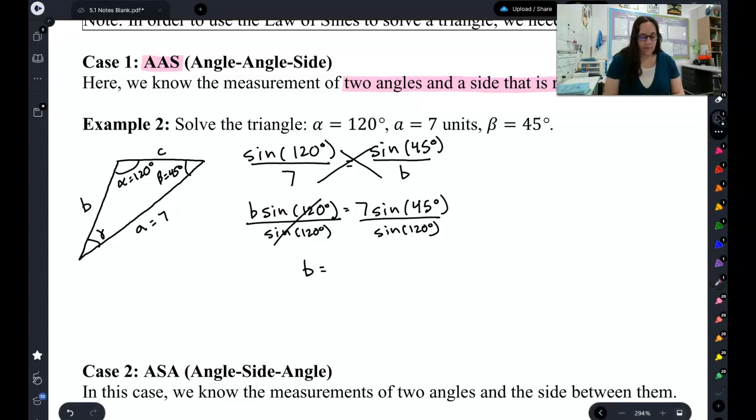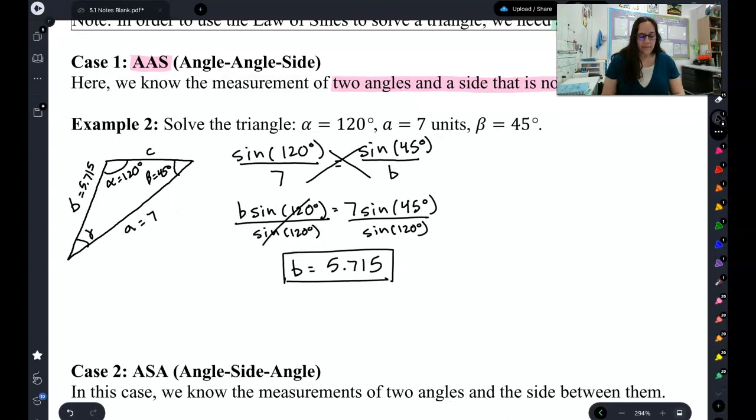So I type that into my calculator. And I get 5.715. So I now know B. So next, in order to find C, I need to know gamma. You have to know one of the pair to use law of sines. But I can use my 180 rule to find gamma pretty quickly. 180 minus the other 2 angles is going to give me that gamma is 15 degrees.